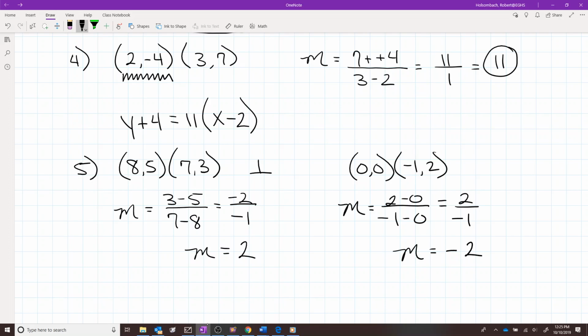In order for these lines to be perpendicular to each other, the slopes have to be negative reciprocals. In this case, the slopes are not negative reciprocals of each other, so the lines are not perpendicular.